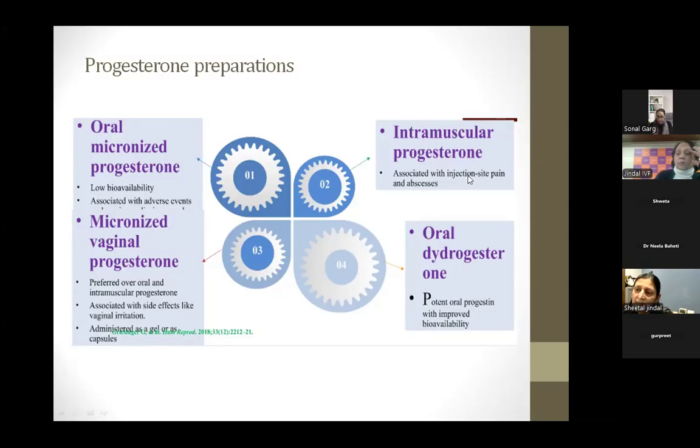But it is definitely painful because most of the progesterone injections initially used to be oil based. Patients will very commonly complain that they have a small lump which is being formed, and if they have to take injections for 2 months, it becomes very painful. And in a few cases, there could be a formation of micro abscesses also.